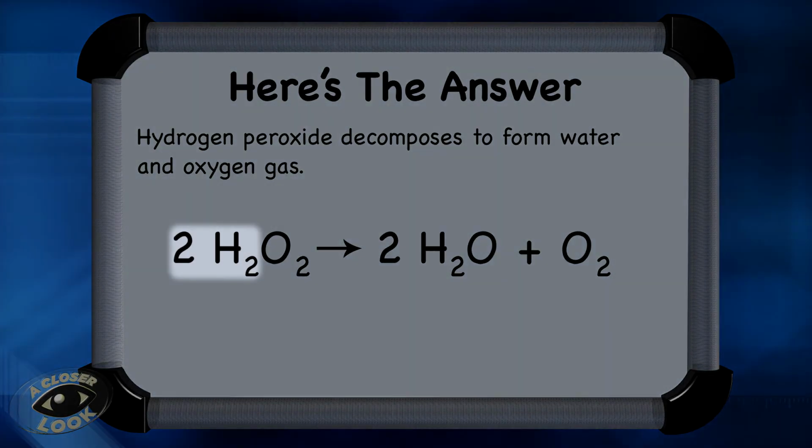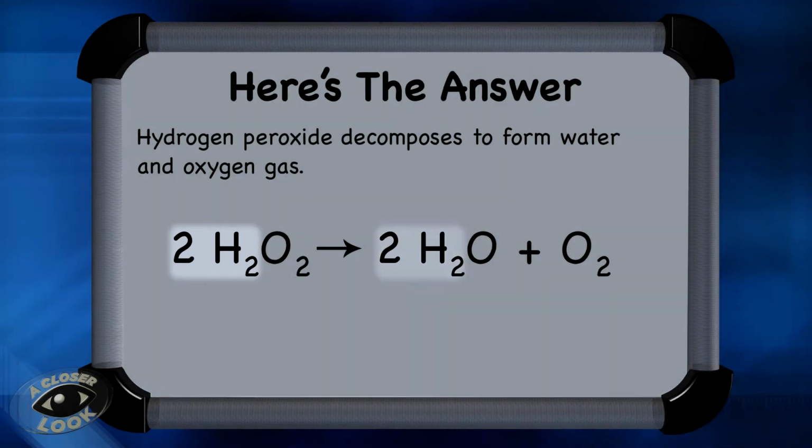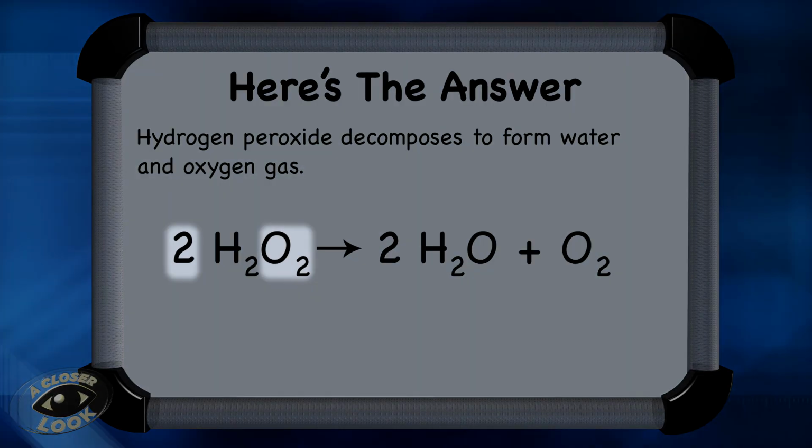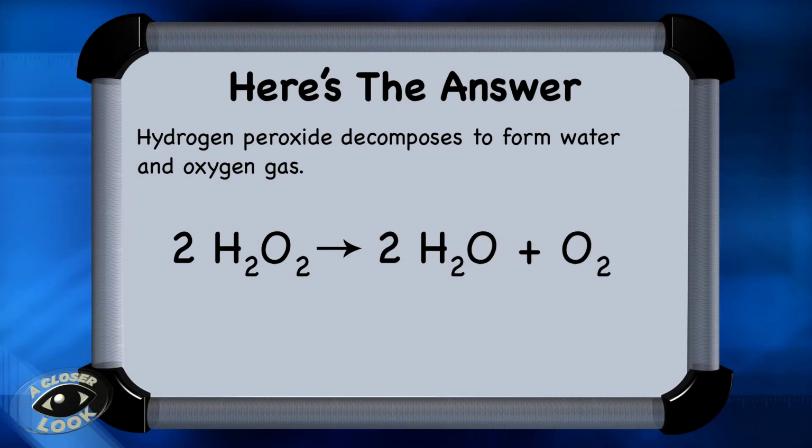So you now have 4 hydrogen on the reactant side and 4 hydrogen on the product side. You also have 4 oxygen on the reactant side, and then 2 plus 2 is the 4 oxygen on the product side. Remember, double checking to make sure that you have the same number of each element present on both sides of the equation is a very important step. And this equation is balanced. If you got it right, good work.